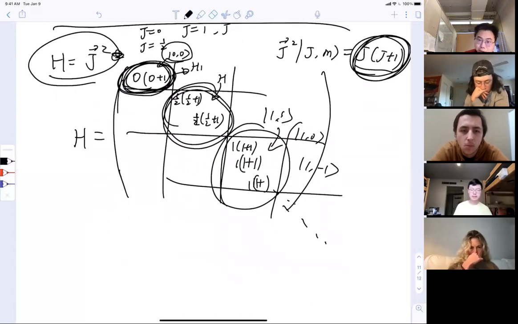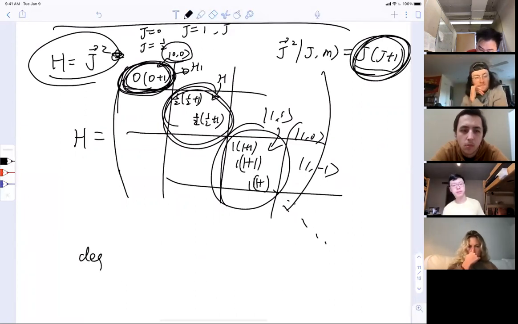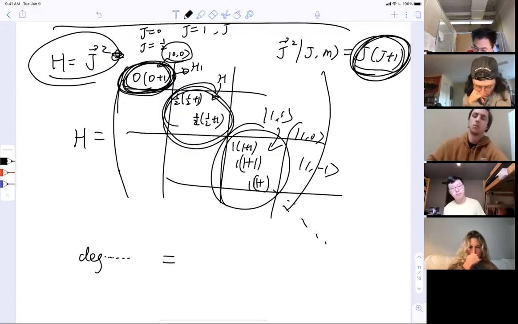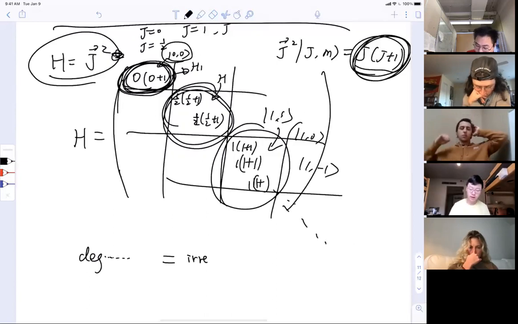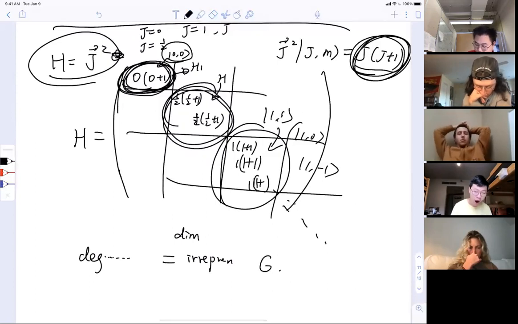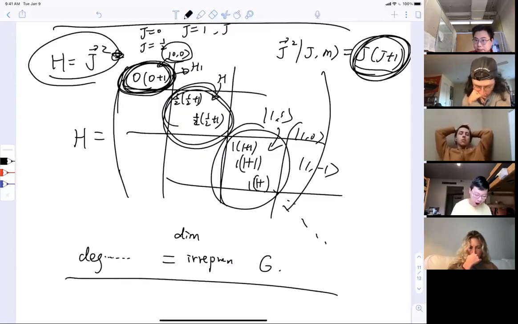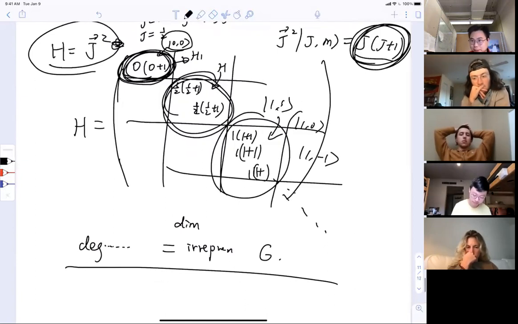So the final conclusion I want to say is the degeneracy of some Hamiltonian is always equal to the dimension of the irreducible representation of the symmetry group. I think Yaroslav made this statement during his class, but without giving any explanation. I hope this helps.